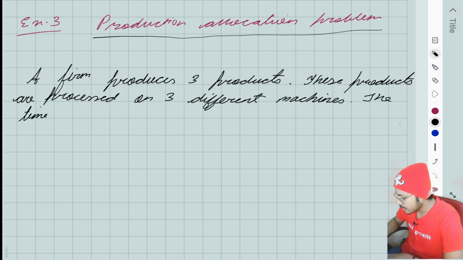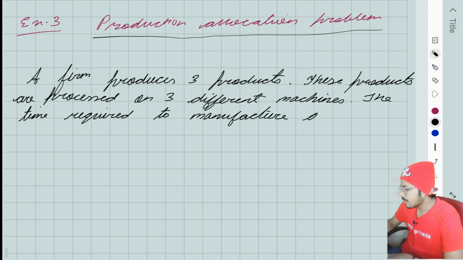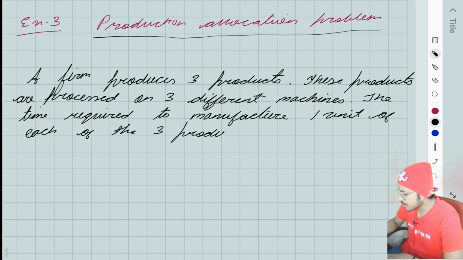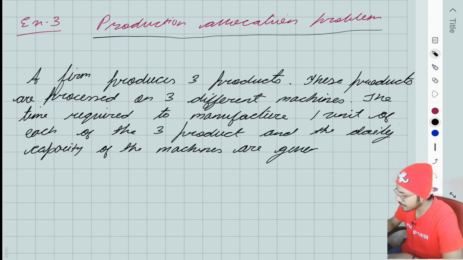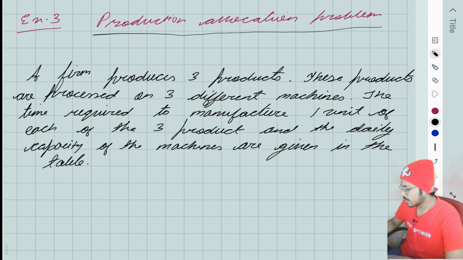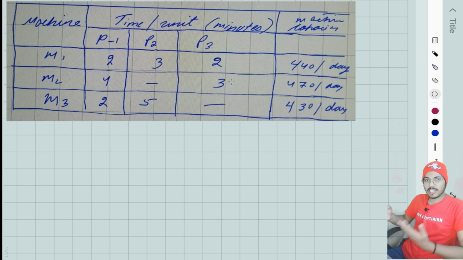The time required to manufacture 1 unit, let me write in numerical, 1 unit of each of the 3 products, and the daily capacity of the machines are given in the table. So guys, here is the table for you.